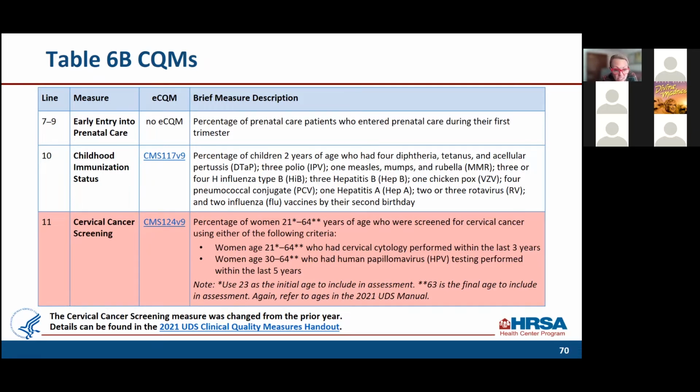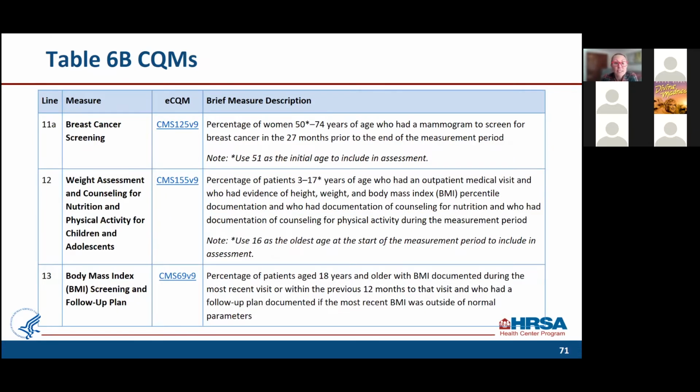In line 11, cervical cancer screening, that captures women 23 through 63 years of age in 2021 who had a medical visit in 2021, who also received one or more of the specified screenings for cervical cancer. Between 2020 and 2021, there is a change in the cervical cancer screening measure, and we'll talk through that here in a sec. On this slide, first measure here, line 11A, still on Table 6B.